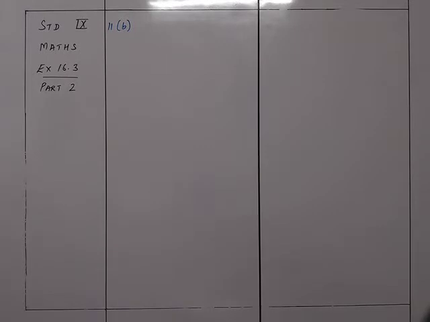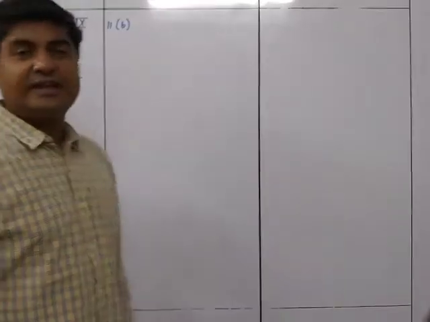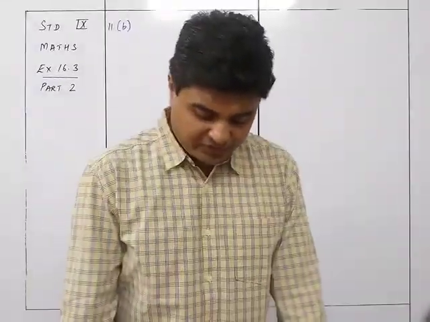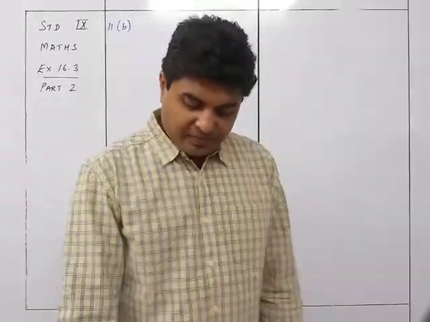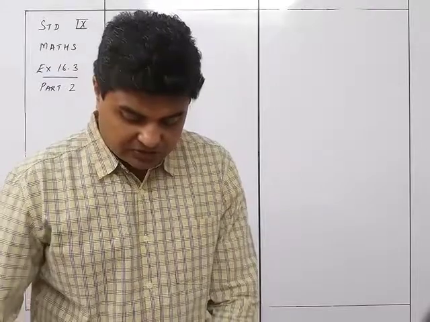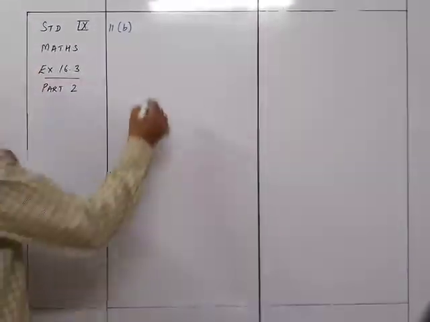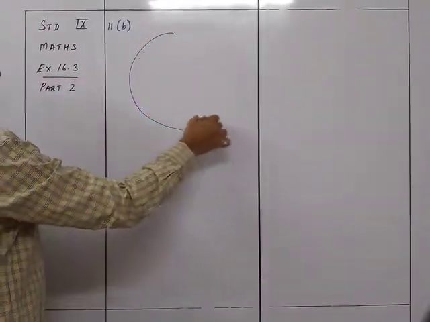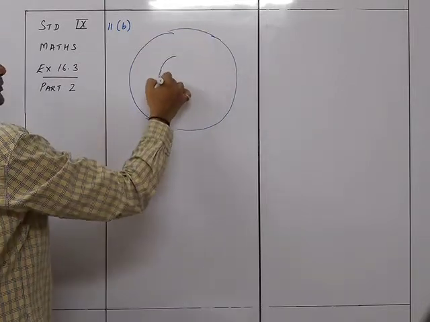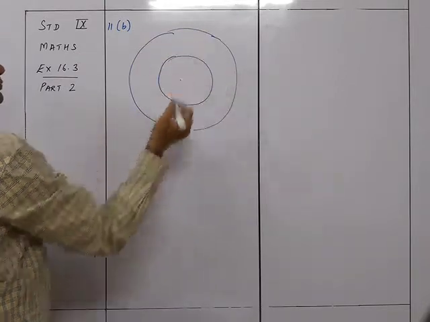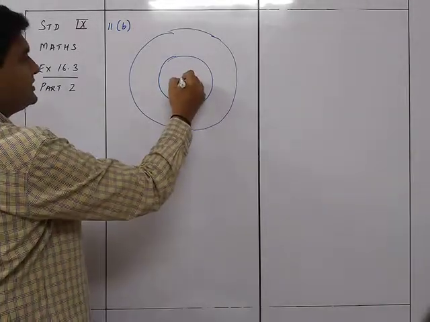We continue with sum number 11b of exercise 16.3 of mensuration. We are doing circles. So sum number 11b, they have given you a figure which is concentric circles. There are concentric circles over here. This is the center.